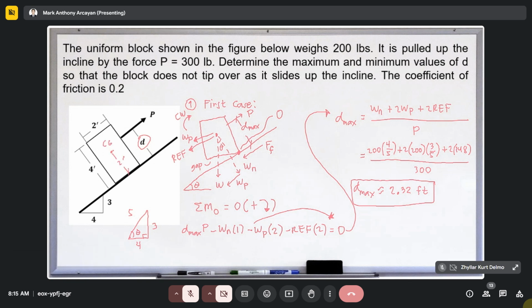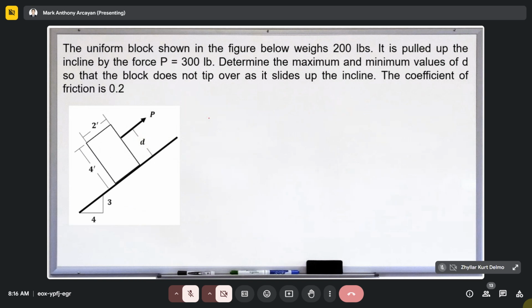Therefore, you only need to increase it by about 0.32 feet with respect to the center of gravity. Do not go higher than 2.32 because most likely it will topple in a clockwise direction. Got it? So this would be the maximum height. Now let's proceed to the second case. Let's finish the problem. I know it's already past 16 minutes from 8.